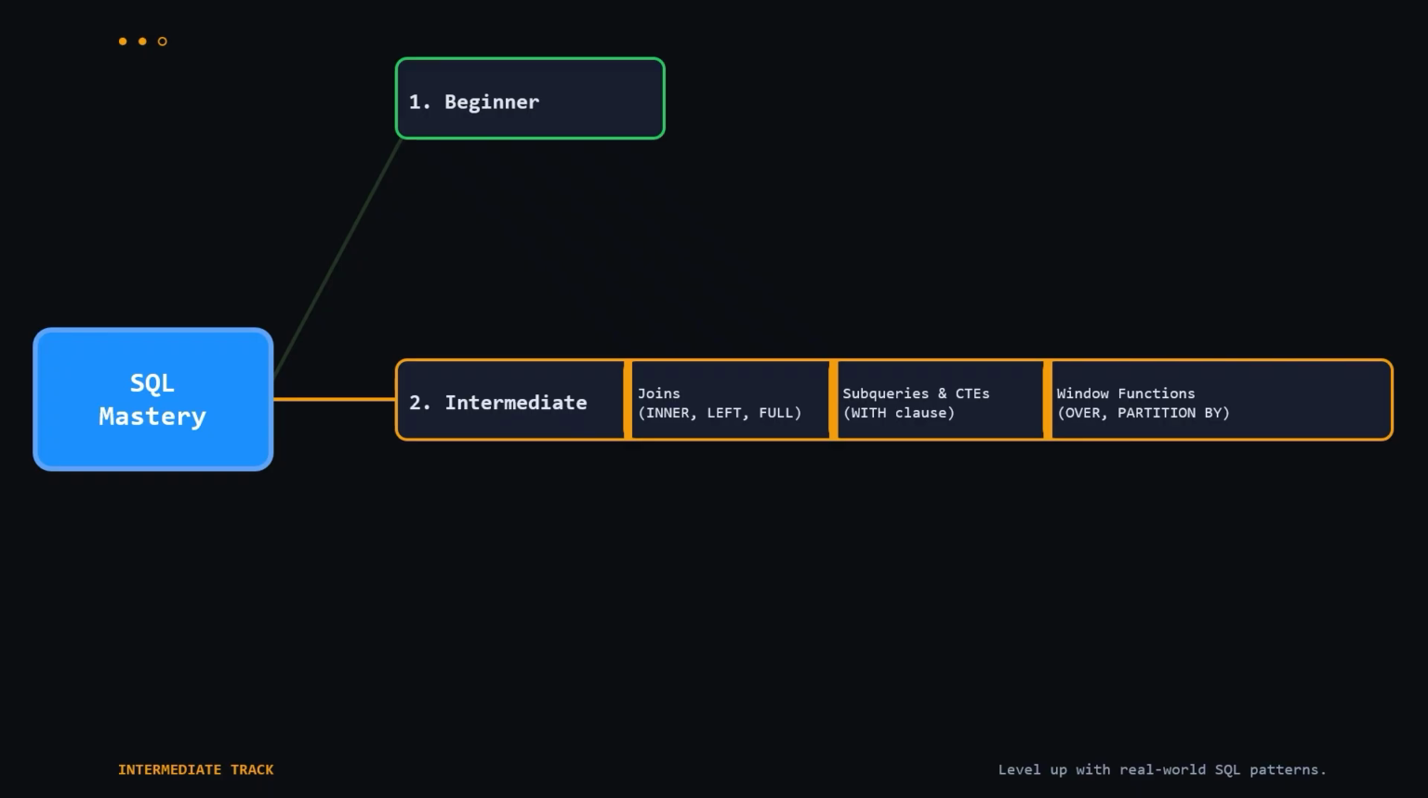Then there are window functions. And honestly, this is where a lot of people stop because they look intimidating, but they are incredibly powerful. The over clause and partition by lets you run calculations across a set of rows without collapsing them into a single result. Finally, data manipulation. Insert, update, and delete. You've been reading data. Now you learn to actually write it.